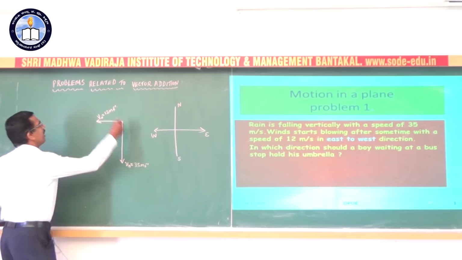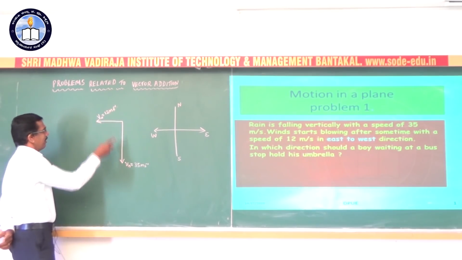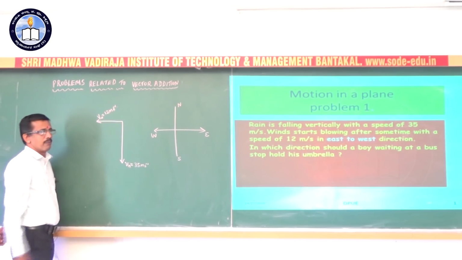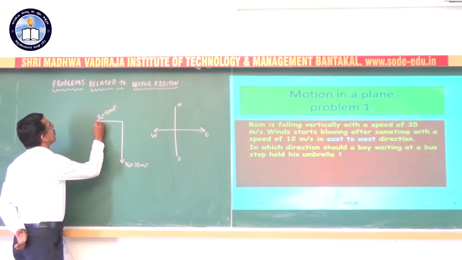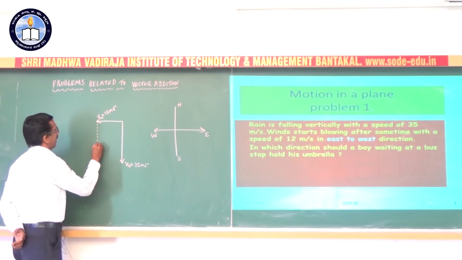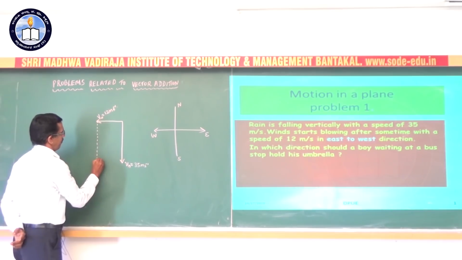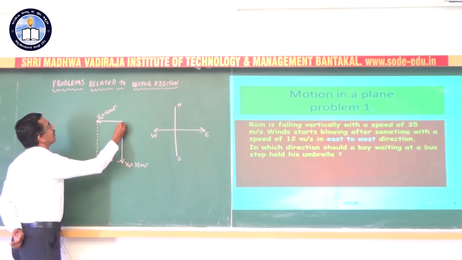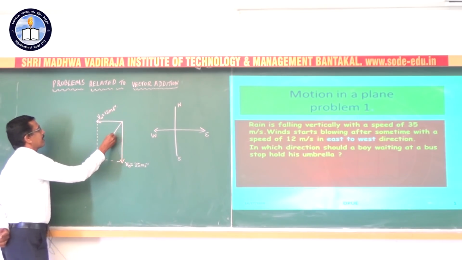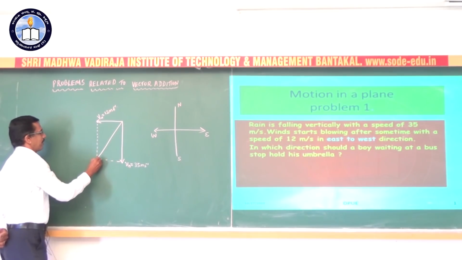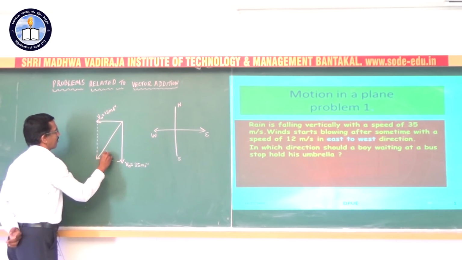First we find the resultant of these two. How to find the resultant of these two? Complete the rectangle, then draw the diagonal starting from the same initial point. This is the resultant.